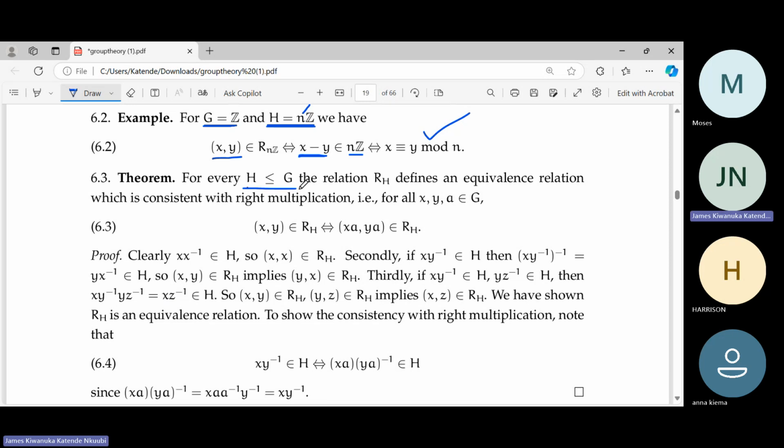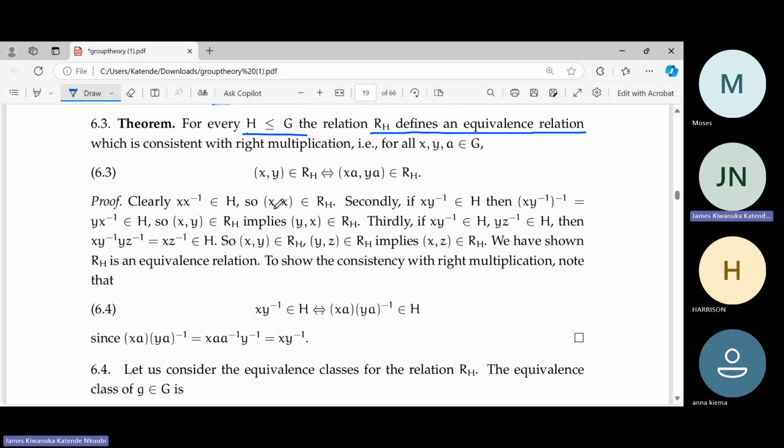So for any given subgroup, we make the following claim: that this relation defines an equivalence relation, which is consistent with right multiplication. What makes it consistent? This is what we mean by being consistent. But the first thing we want to prove is that it's an equivalence relation. For you to check that it's an equivalence relation, you need to check all these properties. You need to check the reflexive property, which holds because any element multiplied by its inverse will be in H, because the identity is in H.